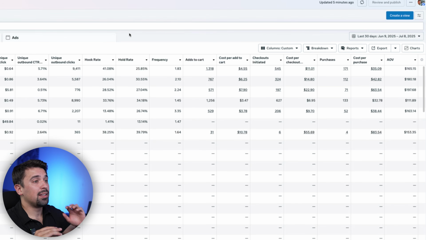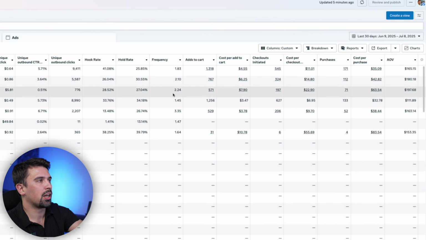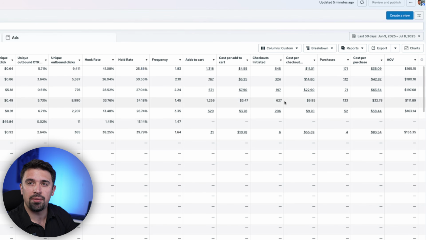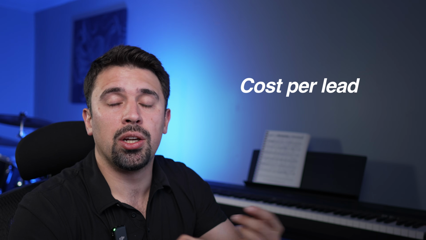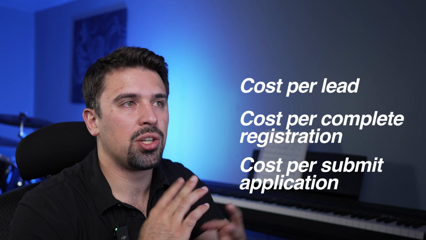So that is basically all the metrics that I look at, especially for e-com. For lead generation, it's much more simple. It's basically everything that I showed you, just without the adds to carts and stuff and the AOV. And really, you're just looking at cost per lead, or cost per complete registration, or cost per submit application, something like that. But now let's get into diagnosing issues just at a high level here.